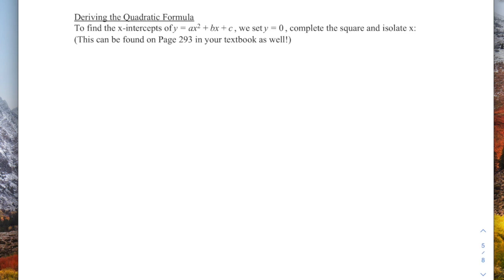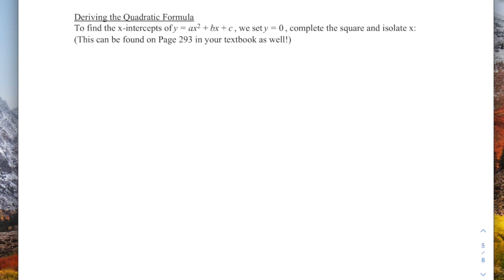Okay guys, I am going to show you how to derive the quadratic formula. You never will have to derive the quadratic formula yourself. I'm never going to ask you to do that. All you need to know by the end of this is what the quadratic formula is and how to use it. Okay, so let's go.